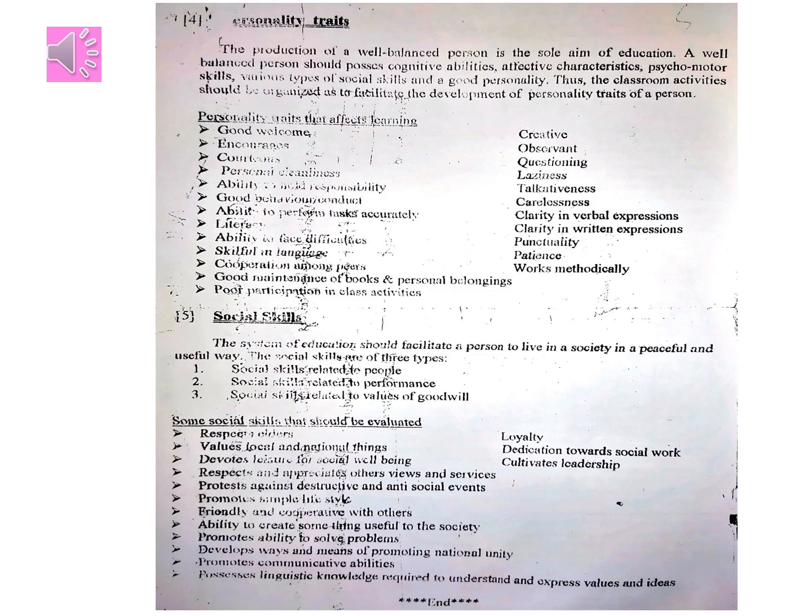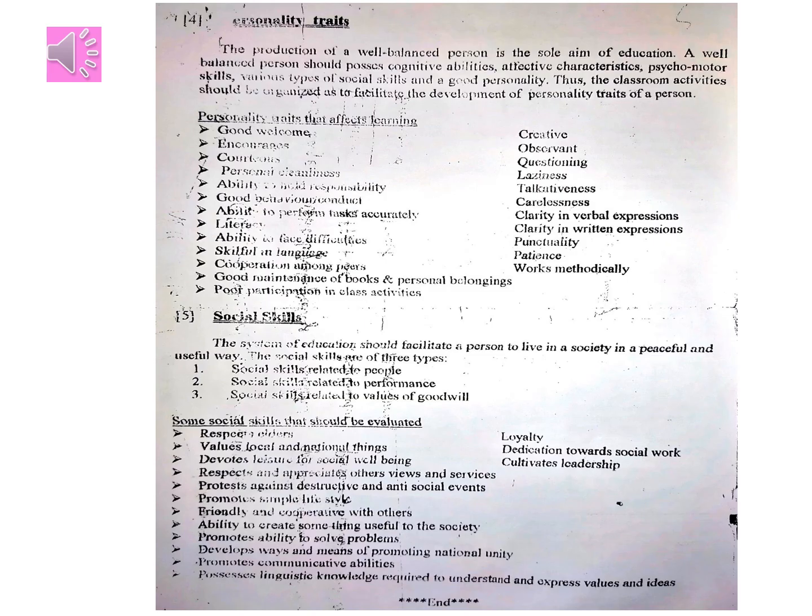Then social skills. The system of education should facilitate a person to live in a society in a peaceful and useful way. The social skills are of three types: social skills related to people, social skills related to performance, social skills related to values of good or goodwill. Right?